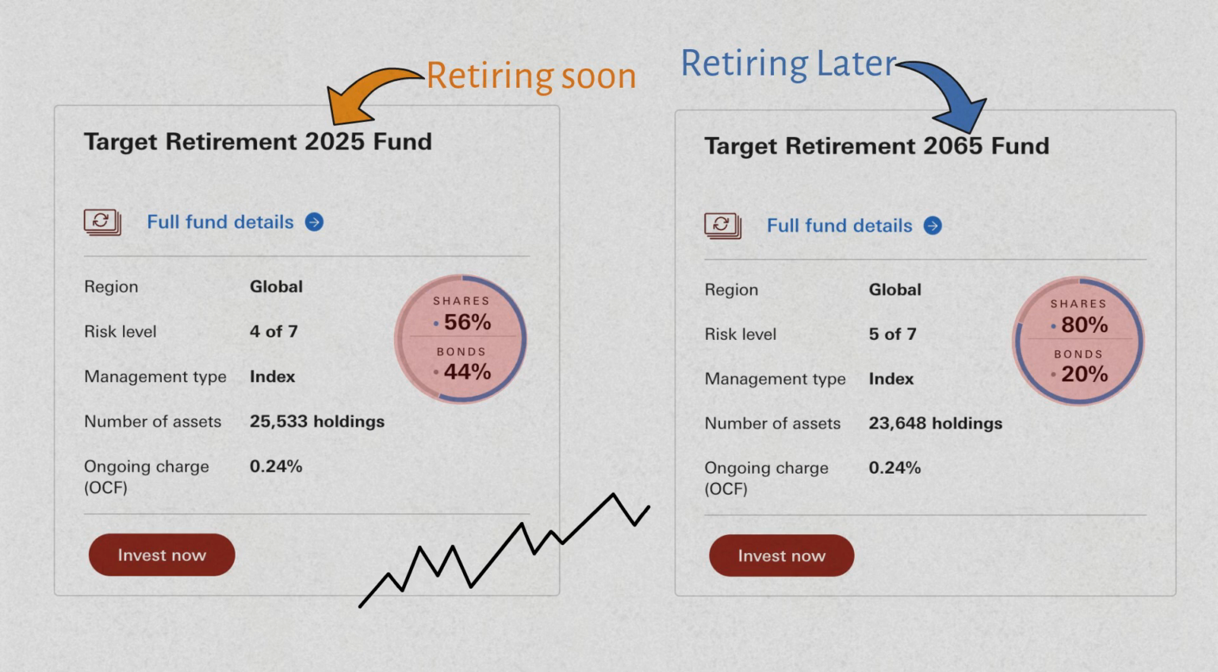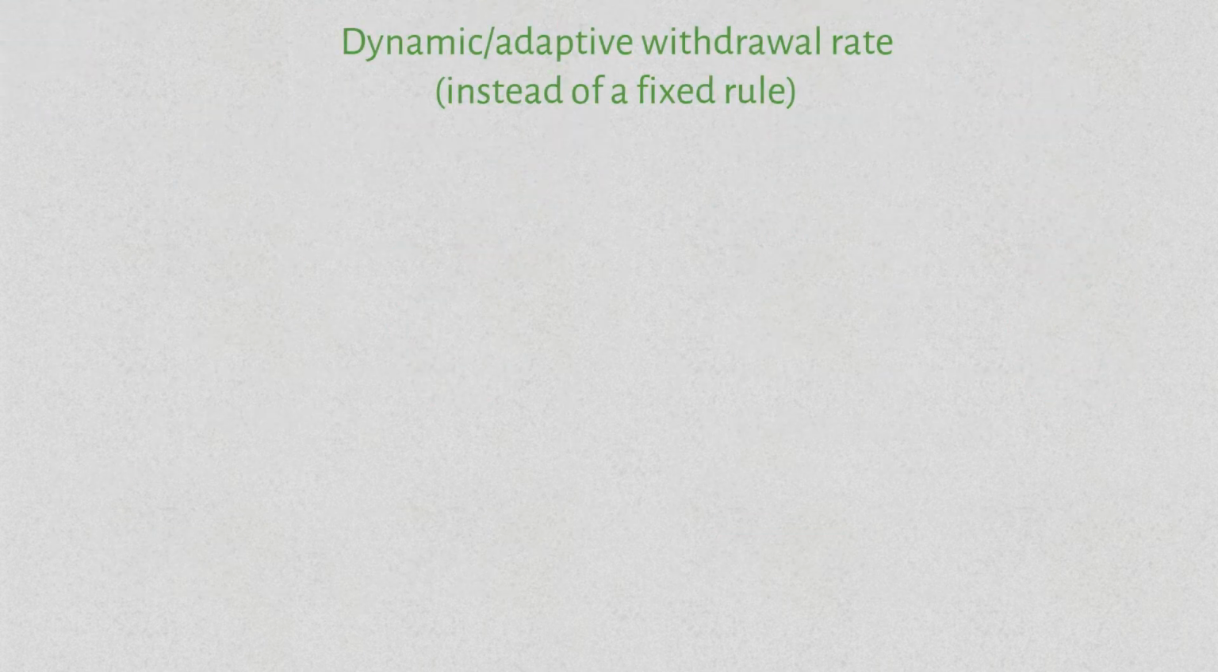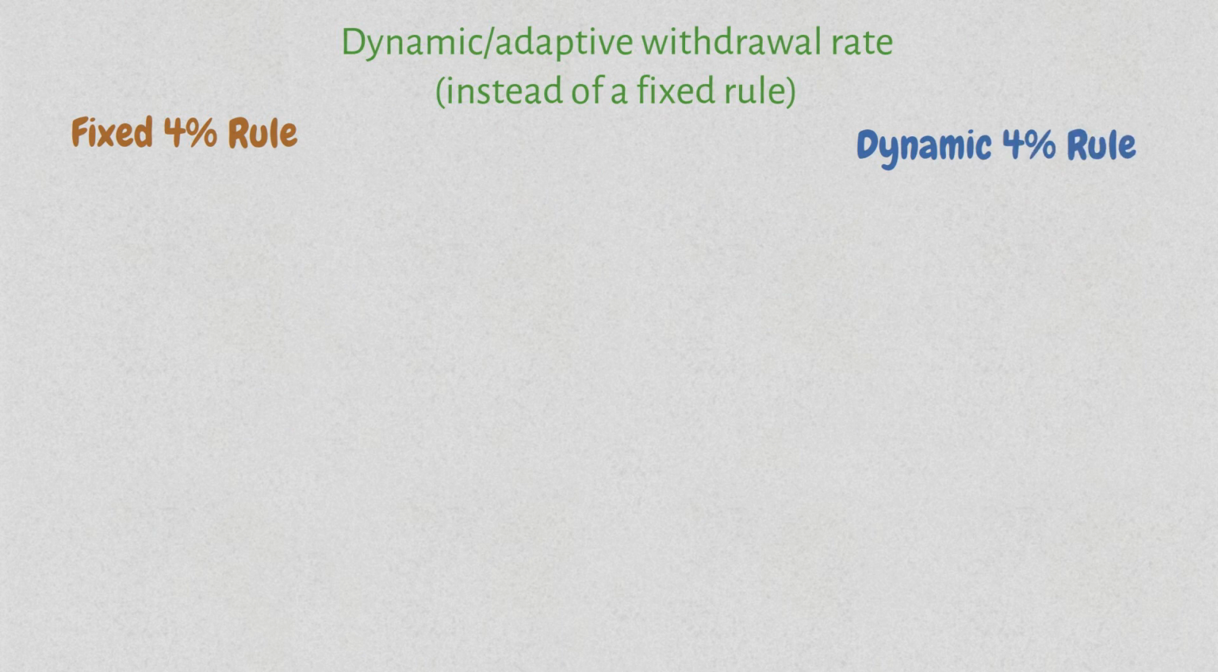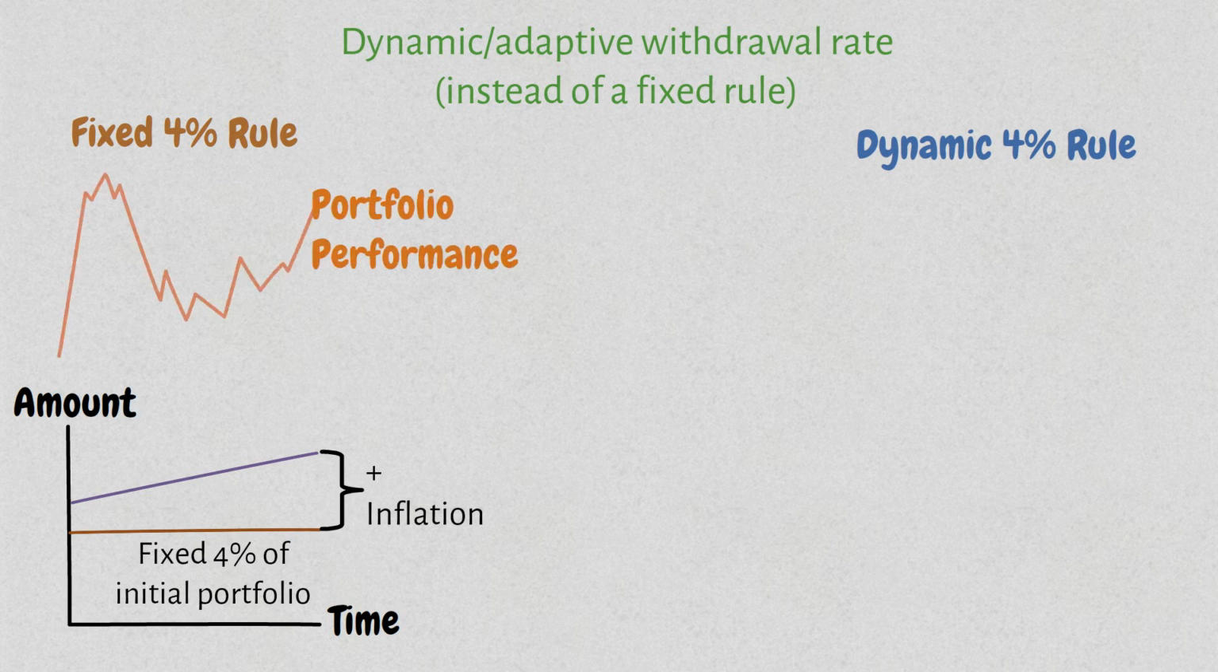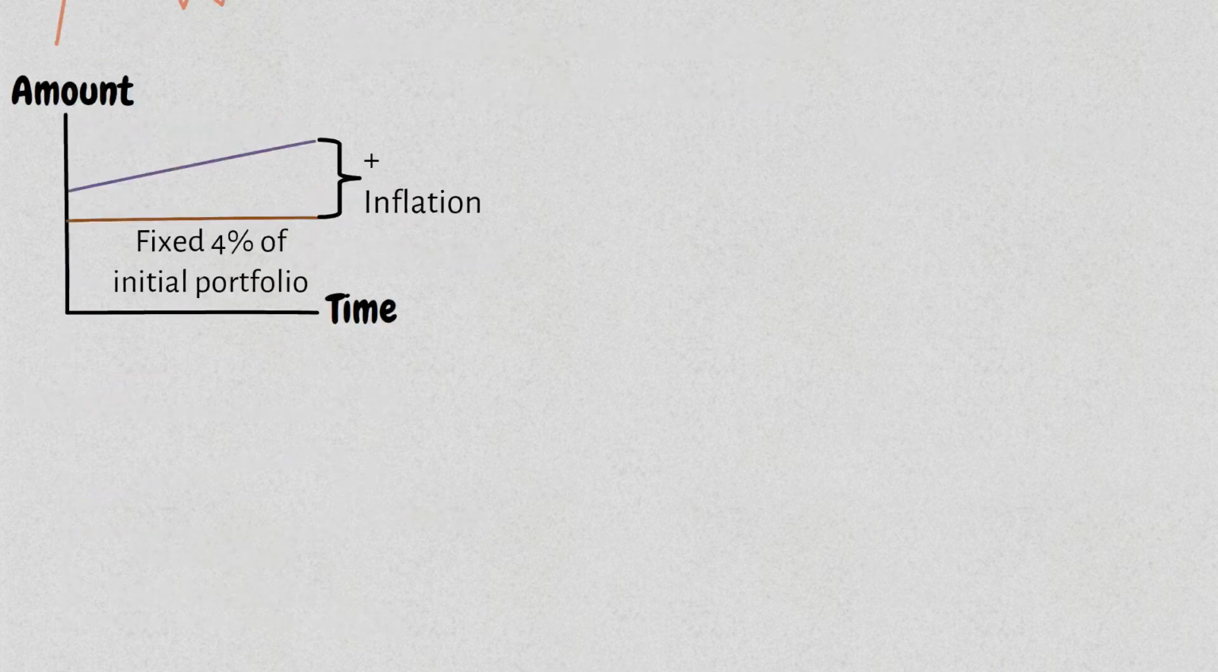Another measure is to use a dynamic withdrawal rate rather than a fixed rate. There are a few methods, but let me show you the difference between a fixed 4% rule and a dynamic 4% rule. Now, if you recall, a fixed 4% rule plus inflation takes 4% of the initial portfolio value and represents the amount that is withdrawn every year, irrespective of the performance of the portfolio. We'll refer to it as a static rate for the purpose of this video.